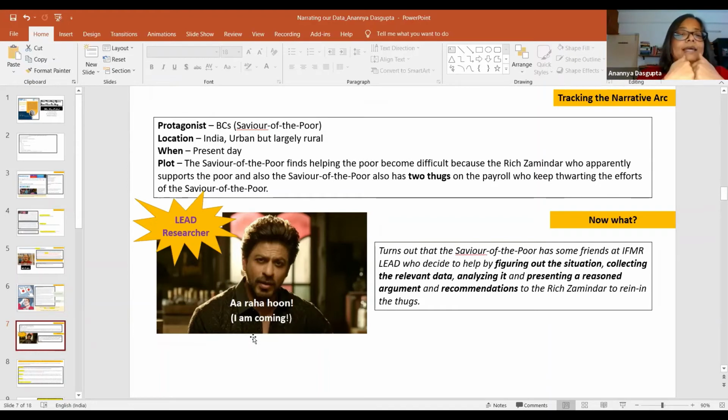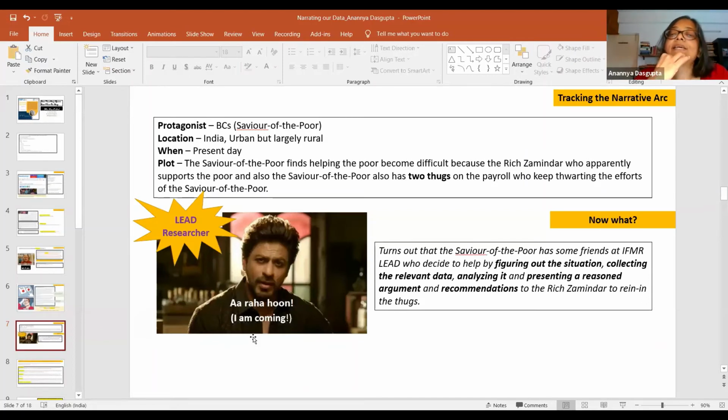So if you think, you can actually plot this onto some classic stories we know where the problem is understood in this way. So far, this is what we have. We have a classic story. This is the pattern it's following, and here we are. So now what to do, right? So there is the problem, and the BCs can't do their work, and they can't do their work because the very agency that is saying that they can do the work is also thwarting it by employing thugs who will get in their way, right? So then what happens? And you have here the lead researcher, this is Shah Rukh Khan from Rice, saying, "Main aa raha hoon," right? So what does a researcher do at this point, right?